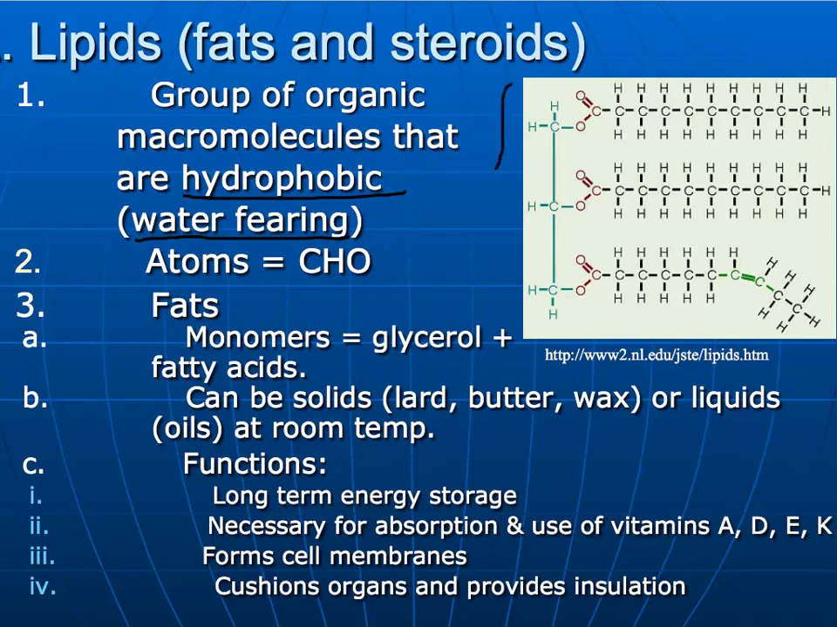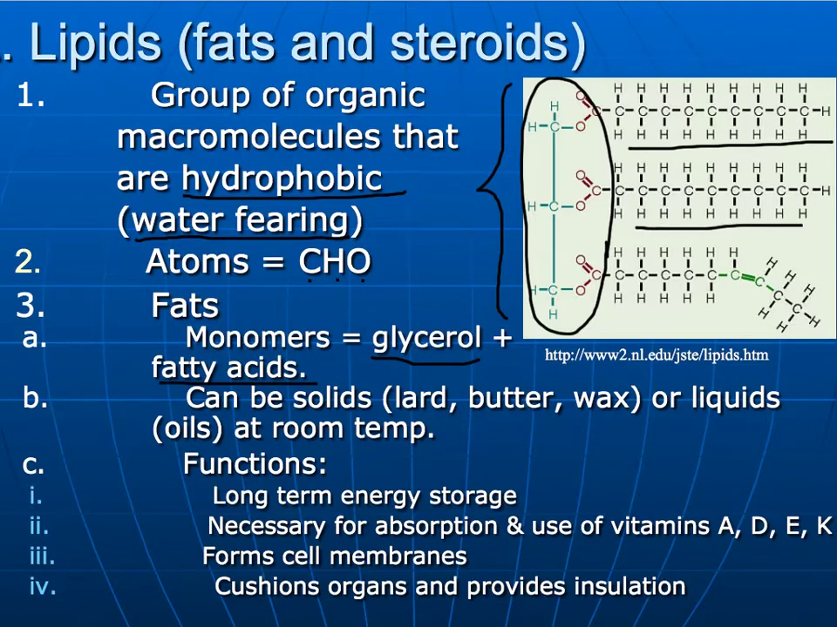Here's an example of a fat, and I want to just point out a couple things. The atoms that you see present are carbon, hydrogen, and oxygen. The monomers for fats, so the repeating unit, there's two. Glycerol, which I'm going to circle right now in the fat, and then fatty acids is the other one. So this one has these long chains of carbon, hydrogen, carbon, hydrogen. This one's kind of bent, and those are the fatty acid chains.